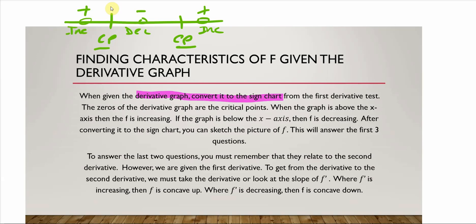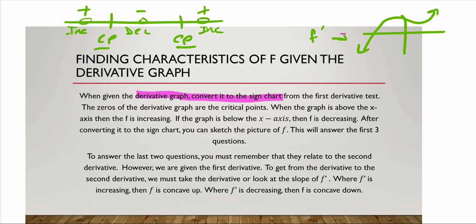Now, in this picture, though, we're given the graph of, let's say right here, this right here is the picture of f prime. And what I want to do, it says here, when the graph is above the x-axis, then f is increasing. When the graph is below the x-axis, it's decreasing. That means that the original function is decreasing. After converting it to the sign chart, you can sketch the picture of f. This will answer the first 3 questions. Okay? So I need for you to understand, this is the picture of f prime.